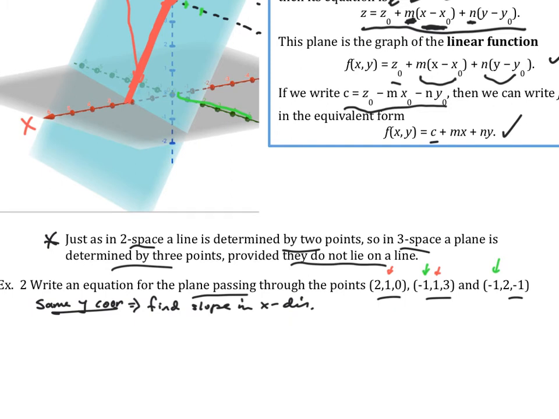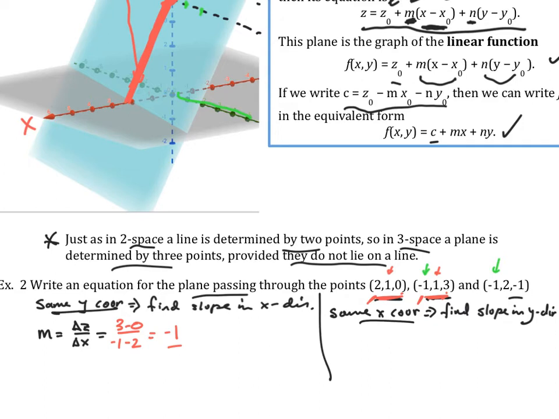So if I have the same y coordinates, so that would be the first and second ones here, what I want to do is find the slope. So the slope is going to be my change in z, because I'm doing it parallel to the x-axis, over the change in x. So my change in z here is going to be, so I said the first and second one, right? So then I'm going to take the change in z, which is 3 minus 0. I'm going to divide it by my change in x, which is going to be the -1 minus the 2. So I'm going to end up with -1. So my slope in the x direction, if I start with some z coordinate, is going to be -1.